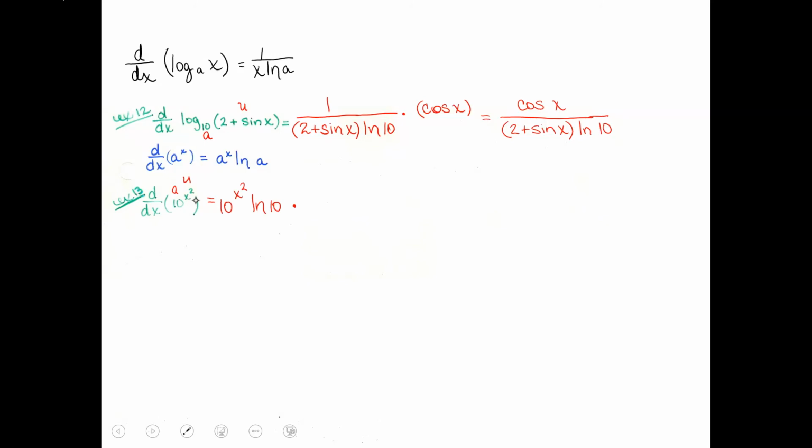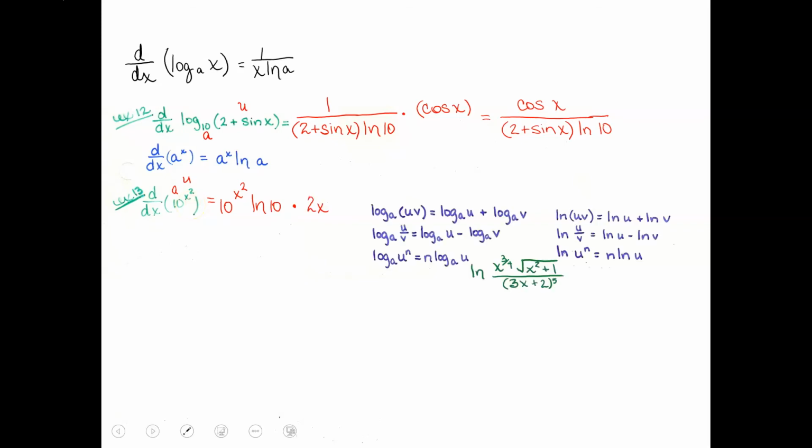So if we follow our formula, that's going to be a to the u ln a. So it's going to be 10 to the x squared ln 10. That's the derivative of the outside. Now we need the derivative of the inside. We need the derivative of u. So u was x squared. So the derivative of x squared would be 2x. And that would be our final answer.